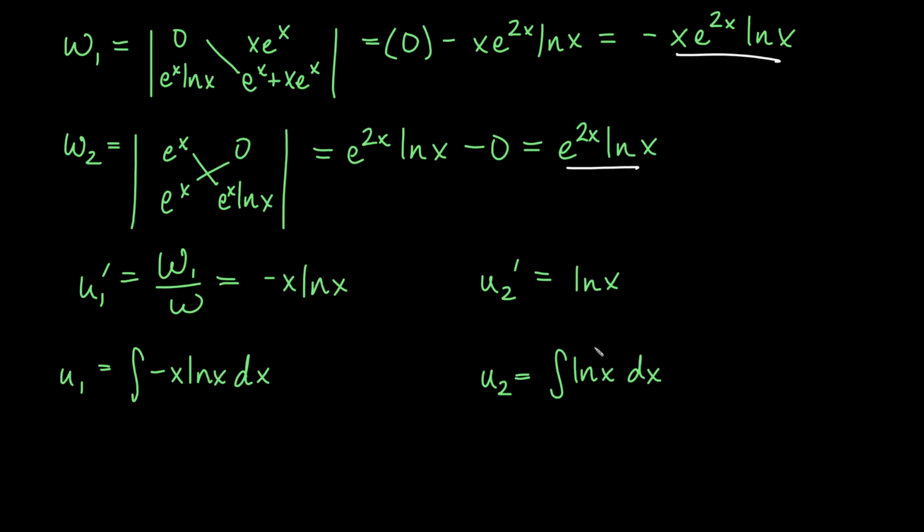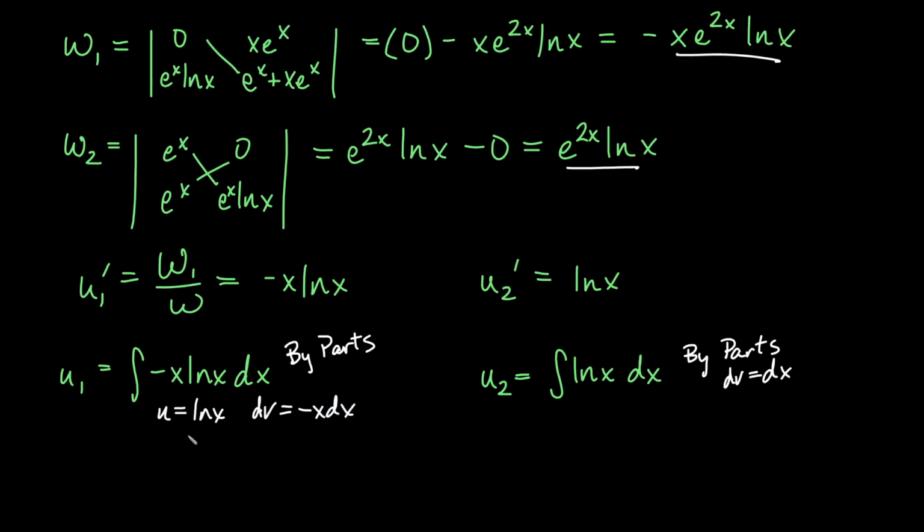You may already have memorized the antiderivative of ln x, and if you haven't, that's okay. If not, you can certainly do this by parts. If you want to do this by parts, dv would be dx here. Let's go ahead and do the first one by parts, though. So by parts over here, we'll say that u is ln x, and dv is going to be negative x dx. And then that means that du is 1 over x dx, and v is negative 1/2 x squared.